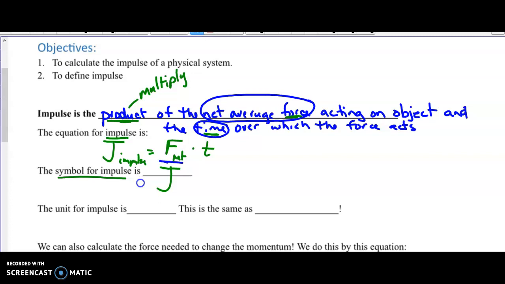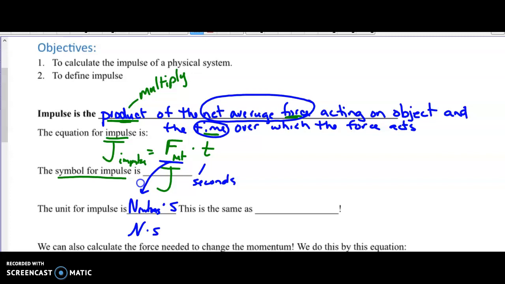What's our unit that forces are measured in? Aren't they newtons? And then we're multiplying times time. What's time? Isn't this seconds? Isn't that the units that we typically do? So it's a newton per second. So it can be written like this, a newton times a second. Now, what is a newton times a second? What does that cancel out to be?